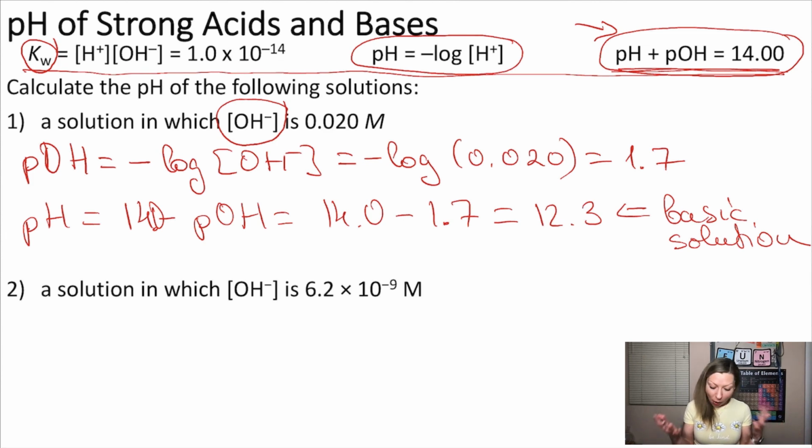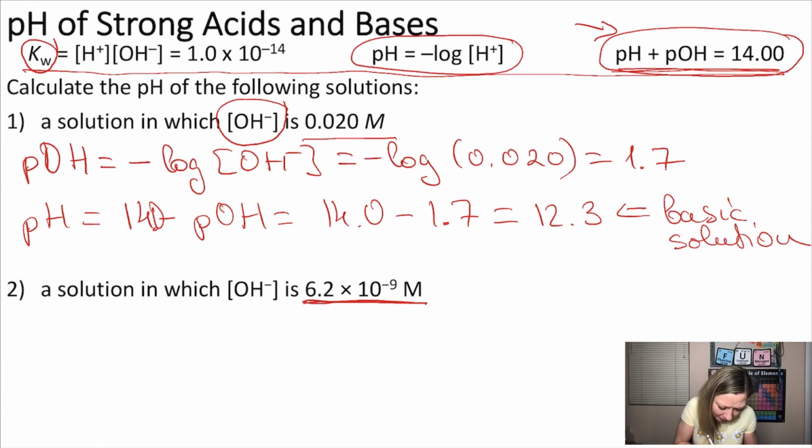Okay, so what happens in the second case? In the second case, we have a significantly smaller hydroxide ion concentration. So what can you conclude based on this? Well, when I have a higher concentration, I have a basic solution. So most likely when I'm going to have a lower concentration, I might end up with an acidic solution, right? That makes sense. I have less OH-.